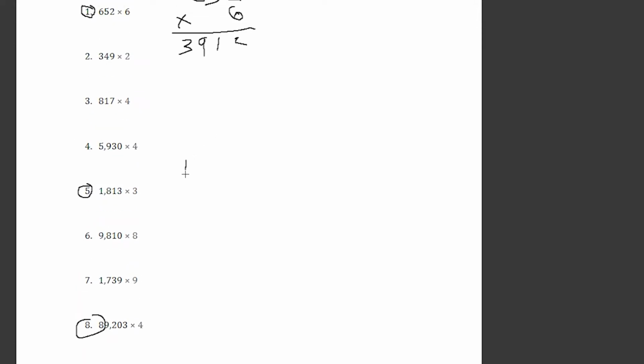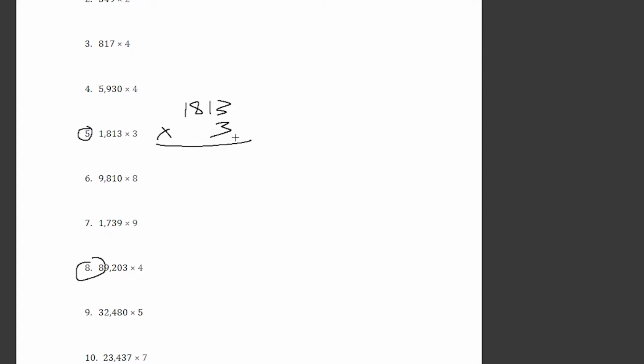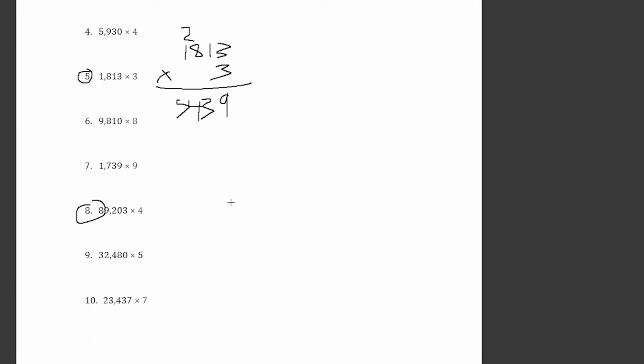For number 2, we have 1,813 times 3. And once again, we put the larger number on top. So we have 3 times 3, which is 9. Now we have 3 times 1, which is 3. We have 3 times 8, which is 24. So we need to write the 4 here. Carry over the 2. And now we have 3 times 1, which is 3. And 3 plus 2 is 5. So for number 5, our answer is 5,439.